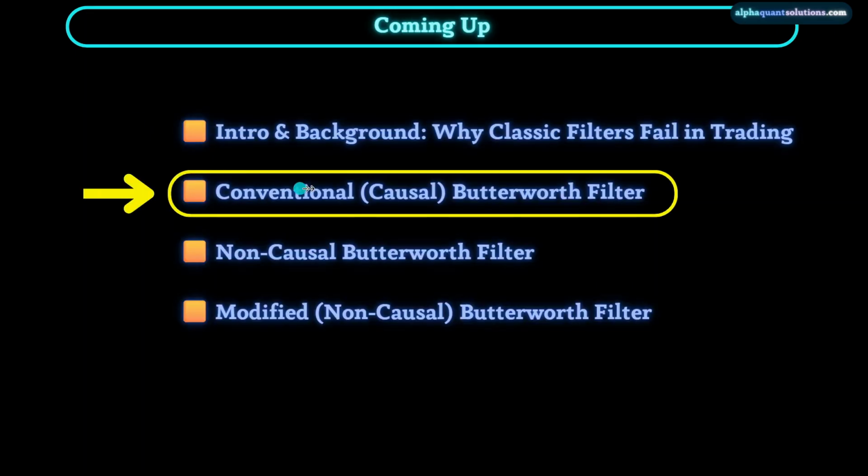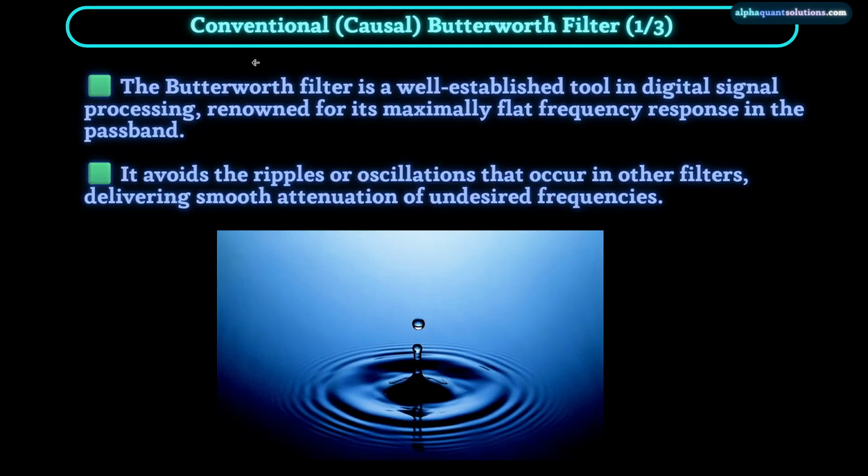Okay, now let's describe the conventional causal Butterworth filter. Let's present now the conventional and causal Butterworth filter. By causal, we mean that we are considering here a real-time implementation of this filter in the sense that it only uses past and present data for its filtered output.